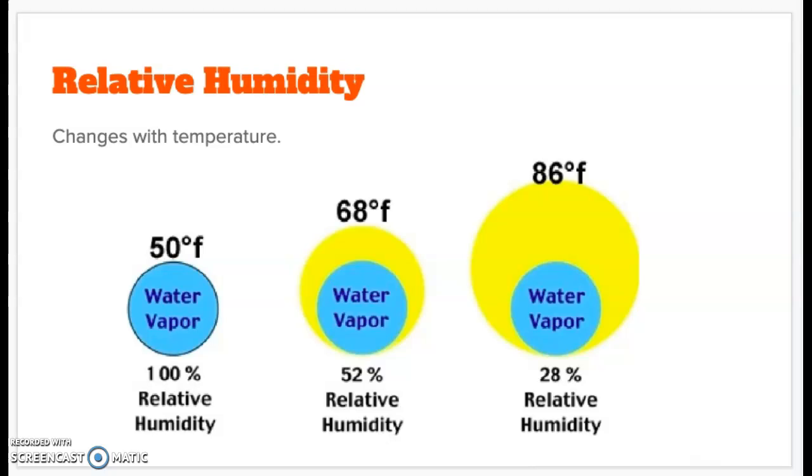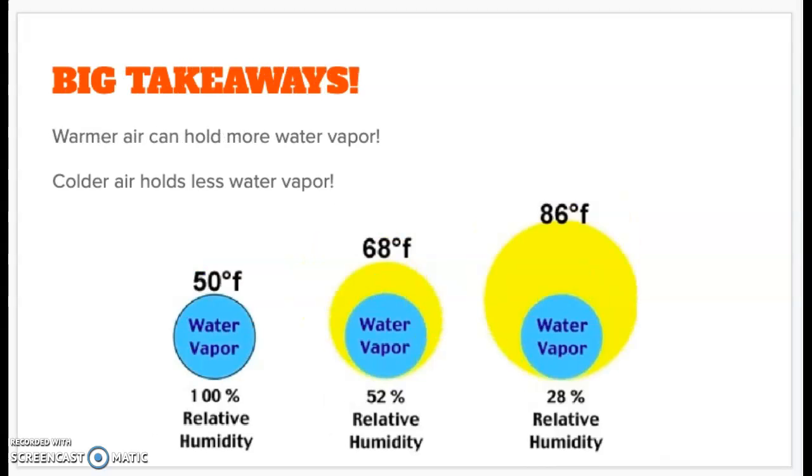And if you get even hotter, like this one on the far right at 86 degrees, you still have the same amount of water vapor as you started with at 50 degrees, but it takes up an even smaller fraction of what the air can hold. So the 86 degrees can hold 72% more water, right? The amount of water vapor doesn't change, just how much the air can hold. And that's your relative humidity, okay?